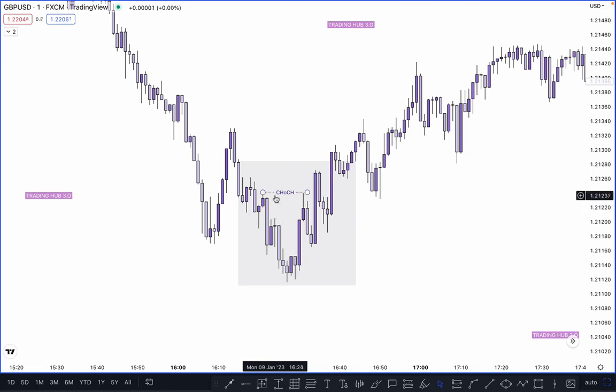So after this change of character, you have to wait for complete change of character, and in this case, if price candle closes above it, then this is one. So this one is also a change of character. If not closed above it, just sweep the high. This one also counts as a change of character, and there is no need for a candle close in a lower time frame to confirm a change of character.